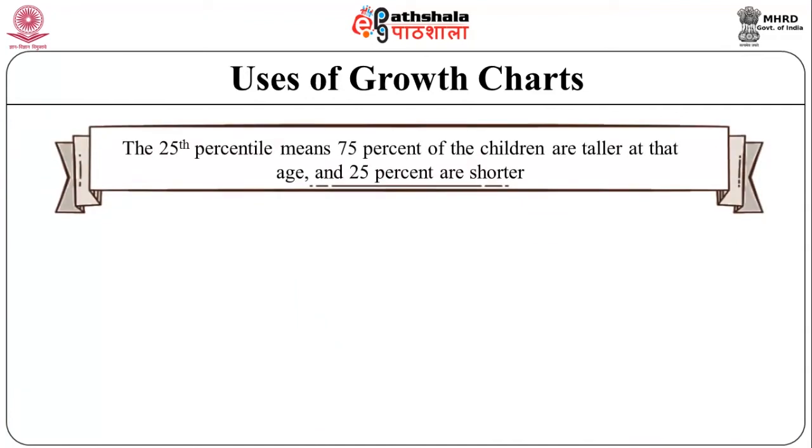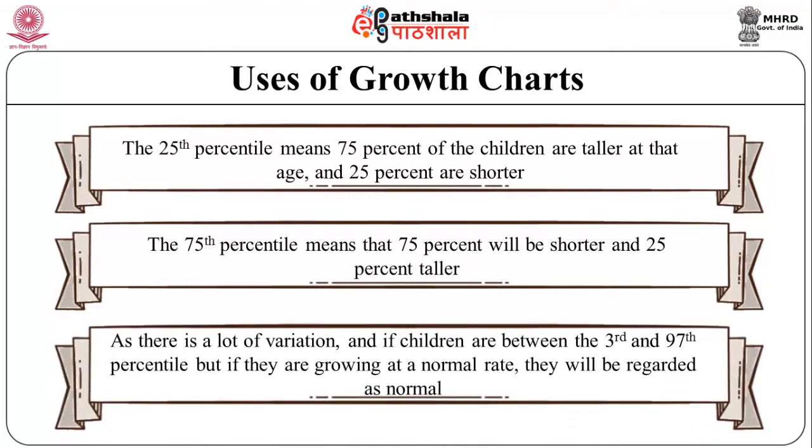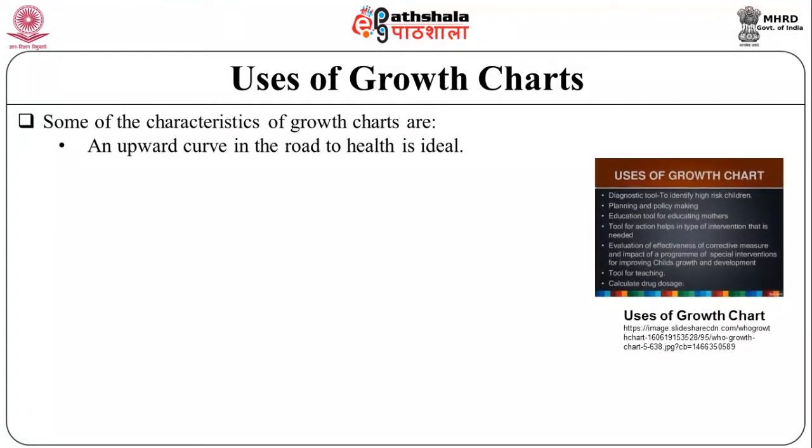The 25th percentile means 75% of the children are taller at that age and 25% are shorter. The 75th percentile means that 75% will be shorter and 25% will be taller. As there is a lot of variation, if children are between the 3rd and 97th percentile and are growing at a normal rate, they will be regarded as normal. Some of the characteristics of growth charts are: an upward curve in the road to health is ideal, a flat and downward curve are not desirable.